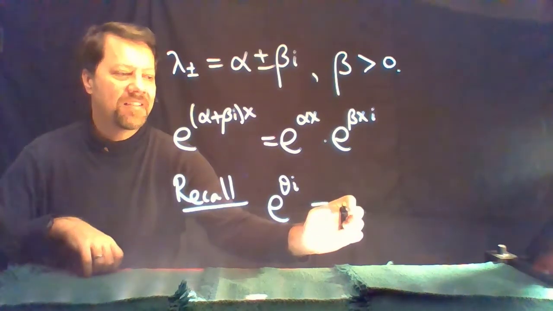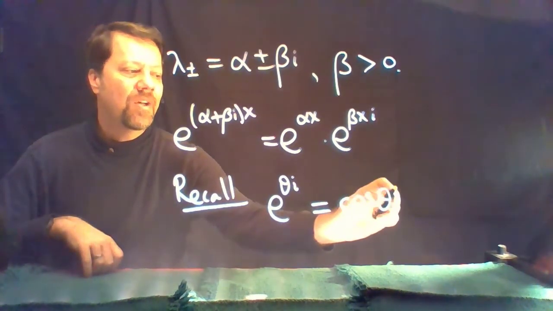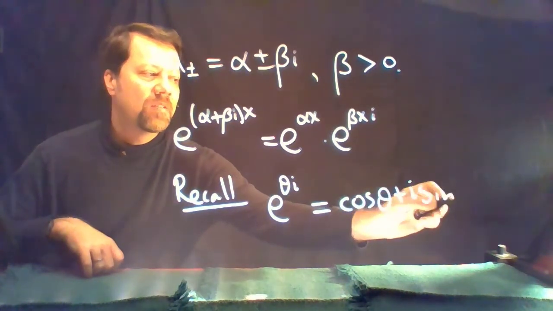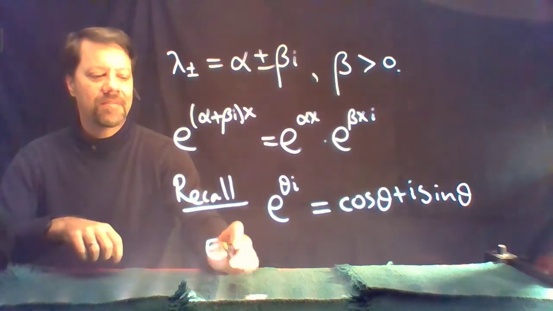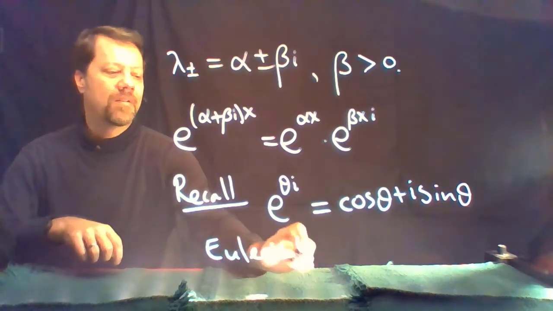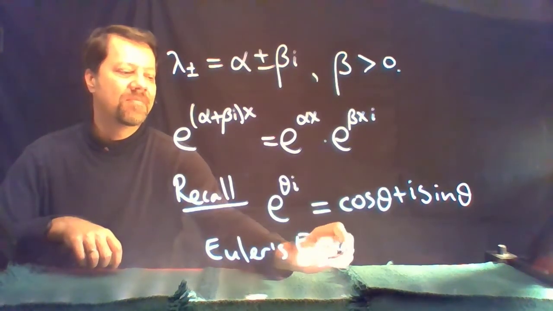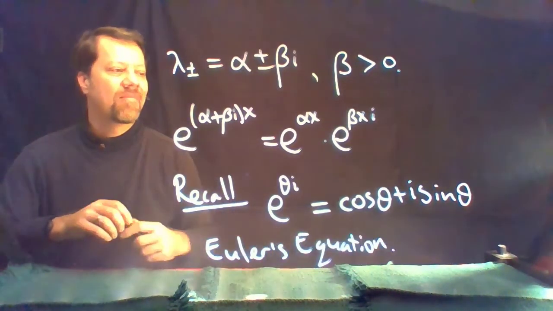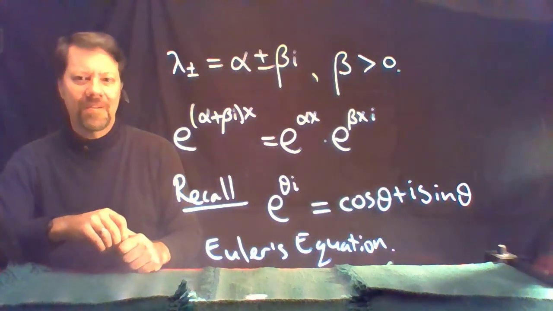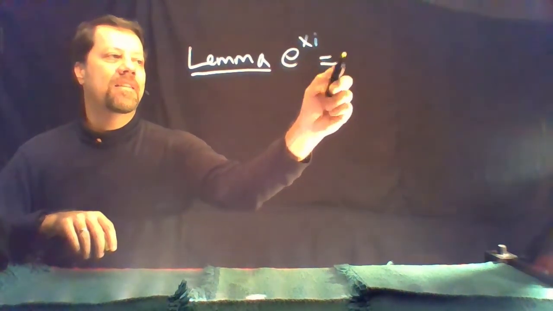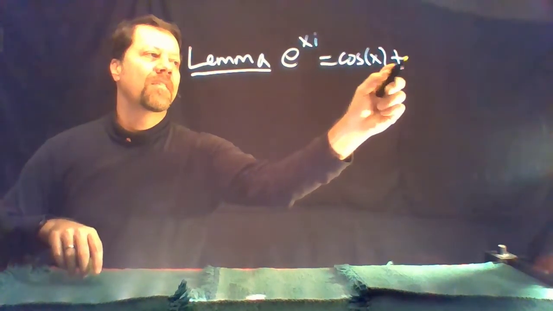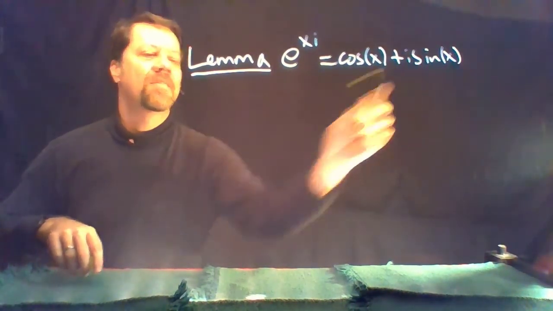e to the theta i is cosine theta plus i sine theta. This is Euler's equation, or Euler's identity. This is pretty important. We should prove this. In particular, I'd like to state this as a lemma. e to the xi is cosine of x plus i sine of x.